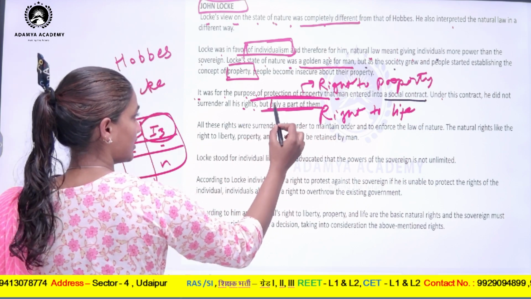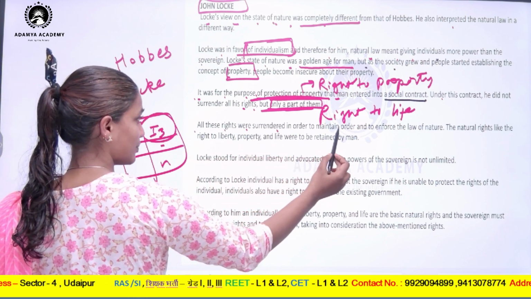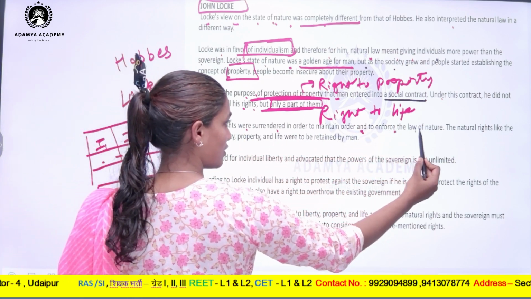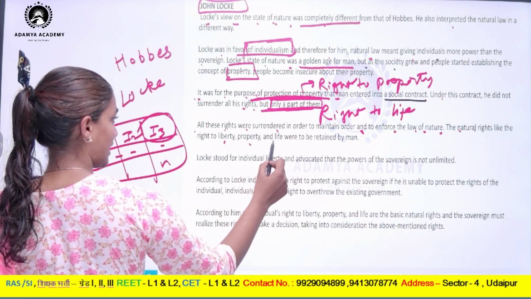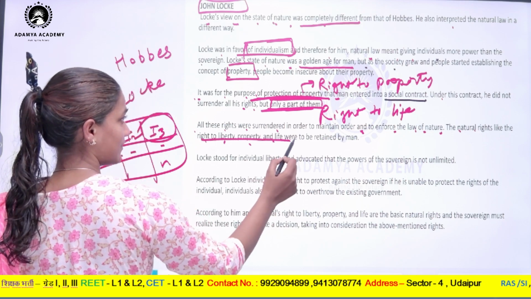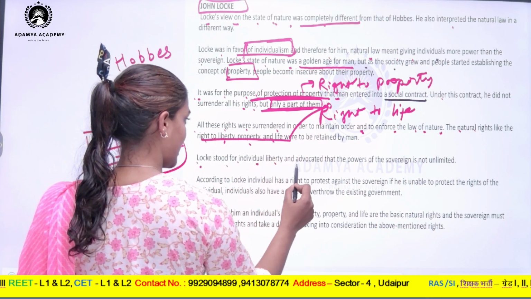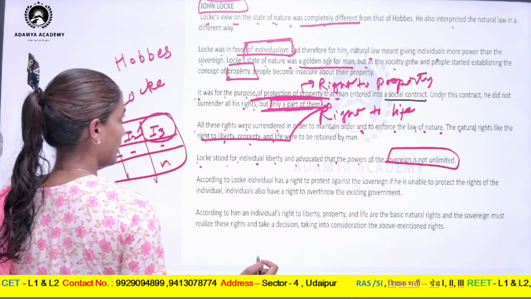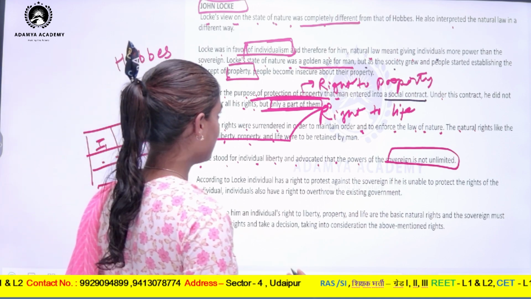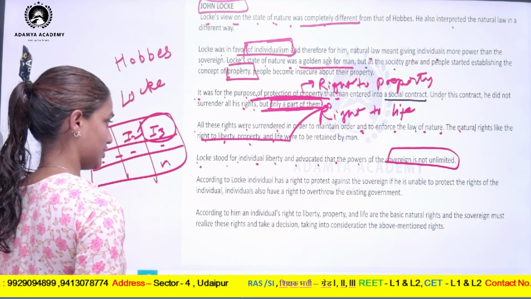So the key word here is only part of them. All these rights were surrendered in order to maintain order and to enforce the law of nature. The natural rights like the right to liberty, property, and life were to be retained by men, as I have told you here. Locke stood for individual liberty and advocated that the powers of the sovereign are not limited. So he emphasized the power of individuals also. So they should also have some powers regarding property.